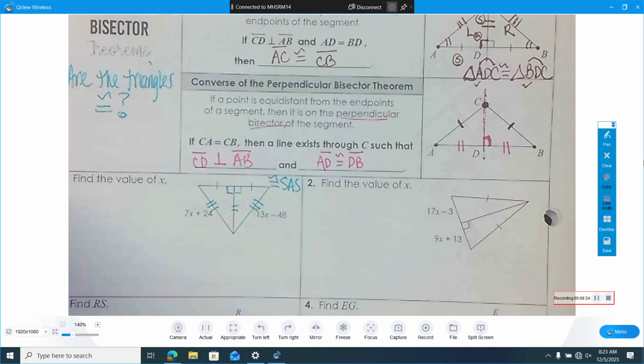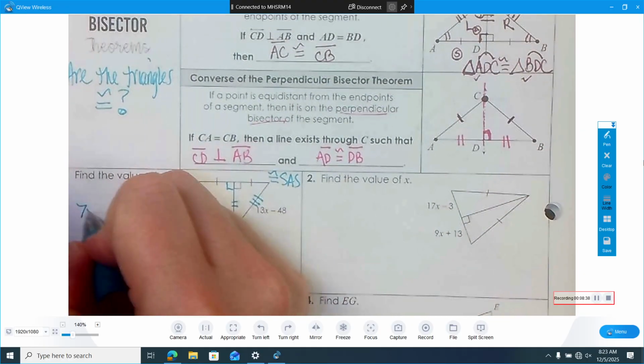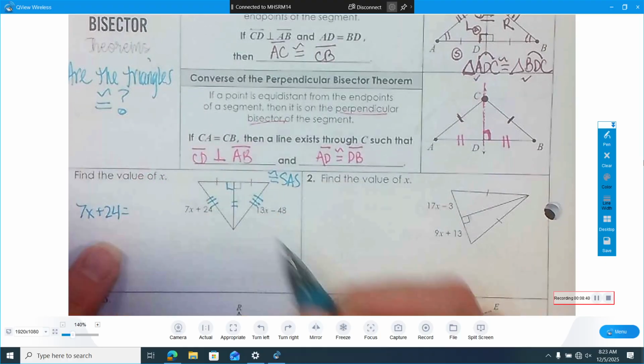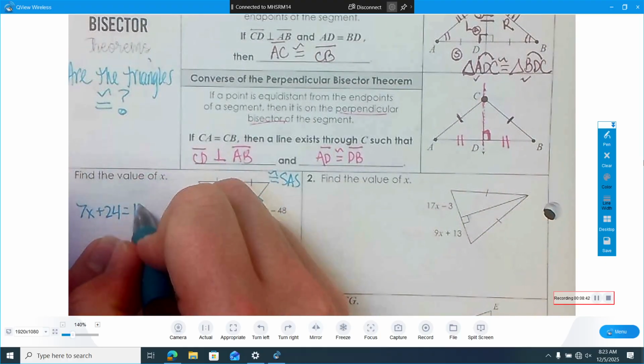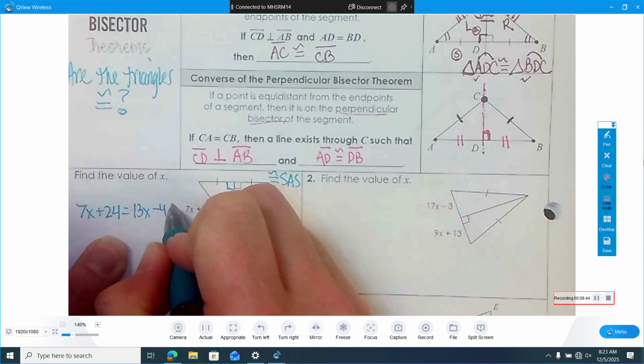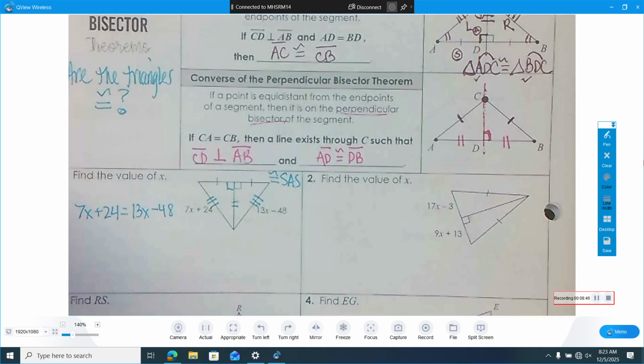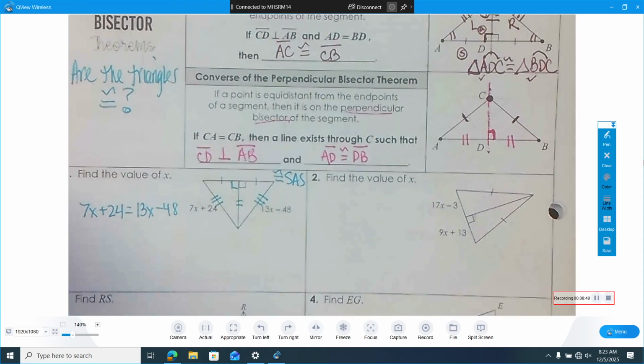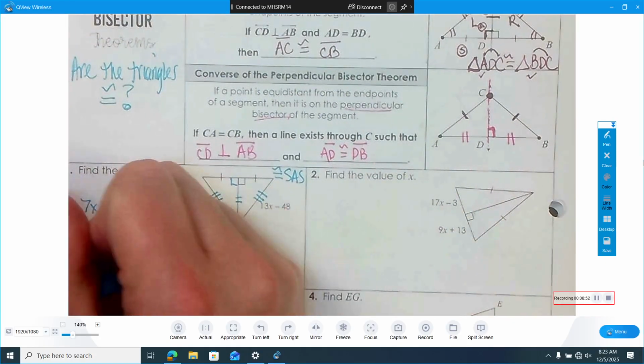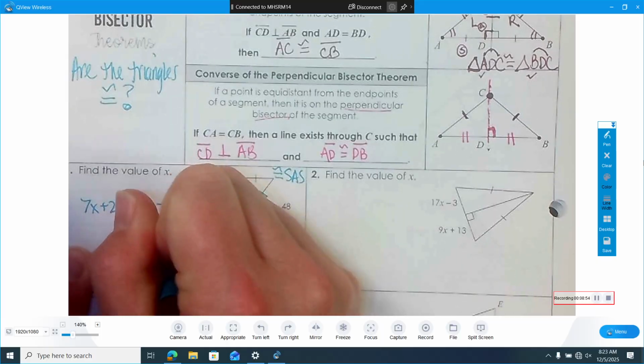So what can I write? What equation can I write here? 7x plus 24 equals 13x minus 48. Okay, because they're congruent. So I'm going to go ahead and subtract 7x. That gives me 5x.